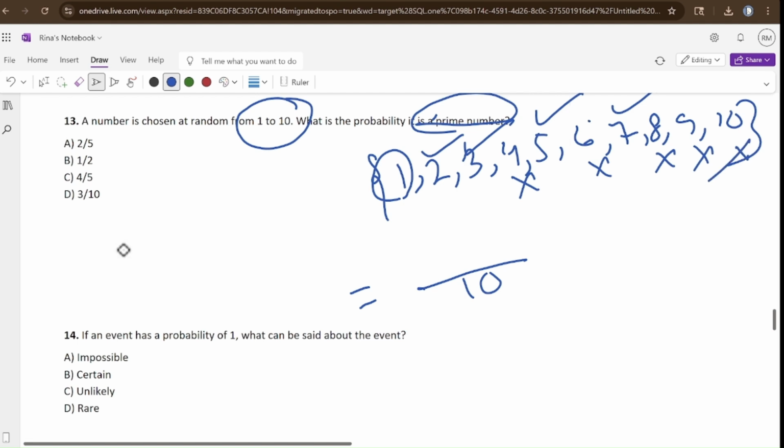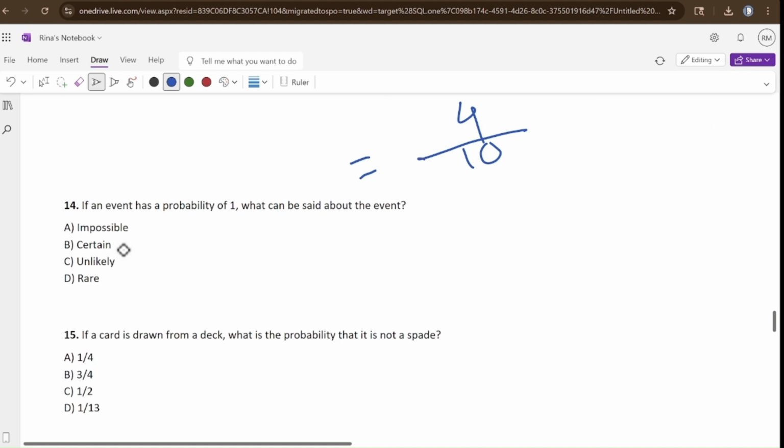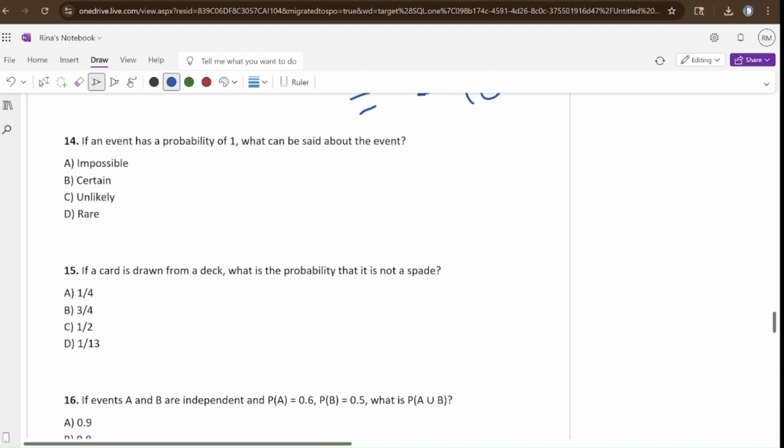So 1, 2, 3, 4. So total 4 out of 10, which is 2 by 5. Okay. Now, if an event has the probability of 1, what can be said about the event? Probability of 1 means that it will happen. Whatever you do, that is a sure event. So I can write certain event.